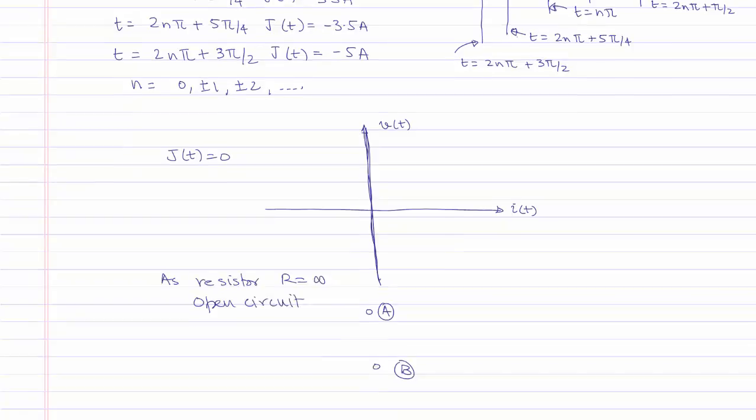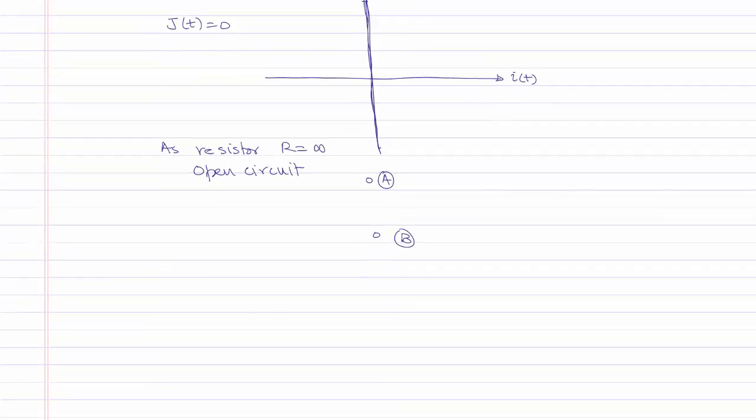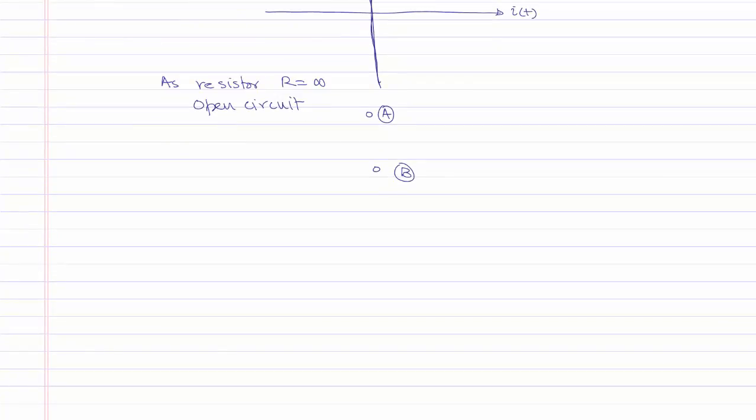The voltage V of t of the current source and the current I of t follow the passive sign convention, hence the power absorbed by the source will be given by the product of voltage and current, V of t multiplied by I of t. And also this will be defined as negative of the power supplied by the source.